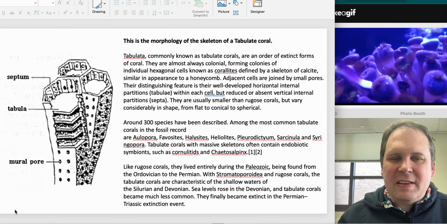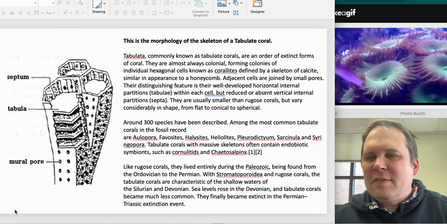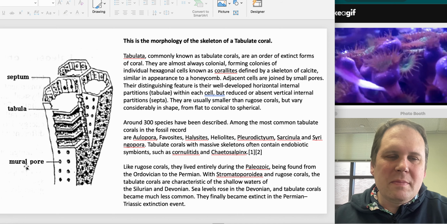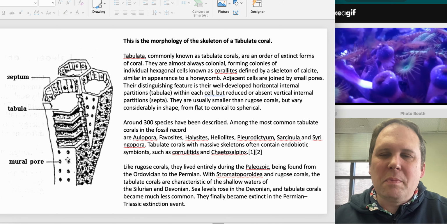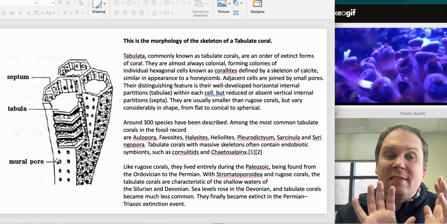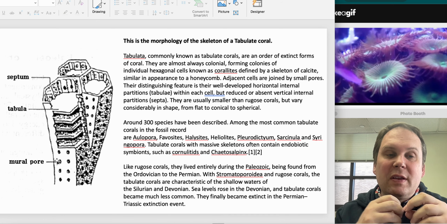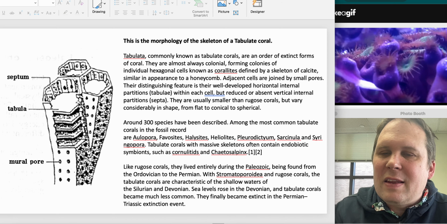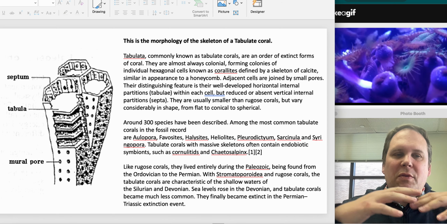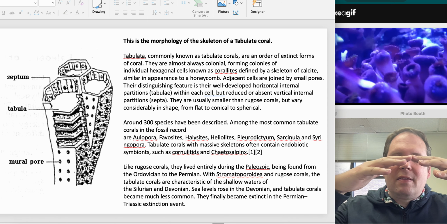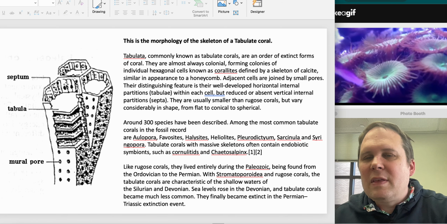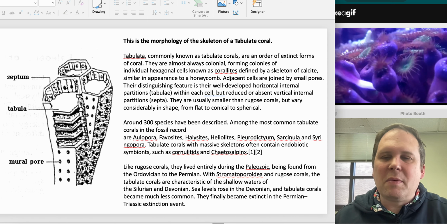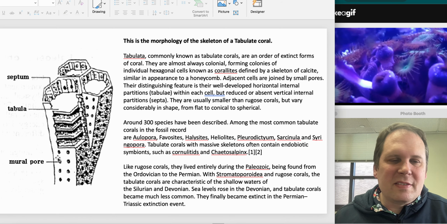Here's the structure of a tabulate coral. So they will have holes in the wall. Mural means in the wall, and so they have mural pores. These are going to be on the inside of the organism, and this is going to share nutrition between members in the same colony. The colony is going to grow so that they're all about the same height. So it's really only the pores in the top layer that are going to be functional at the moment. The ones in the bottom are just there.